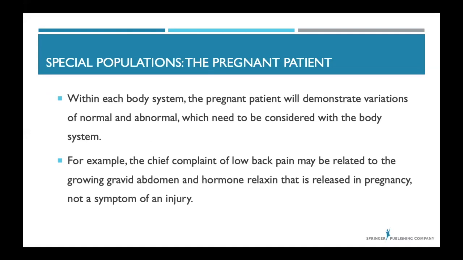Within each body system, we talk about the pregnant patient. When we come to the pregnant patient, what is normal for that patient? What is abnormal for that patient within each and every system? So skin: there are skin changes in the pregnant patient that are normal, and there are things that are abnormal. Within each system, we discuss the differentiation between the pregnant patient and all the other special populations as well. And this needs to be considered within each body system in order to be a really effective clinician.